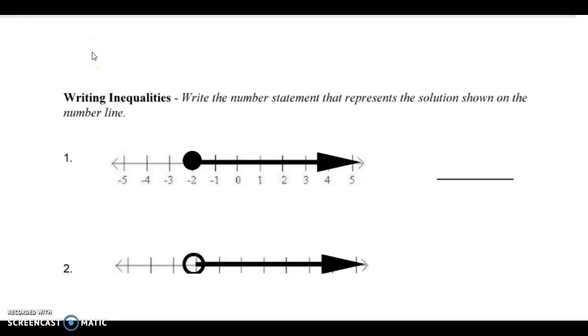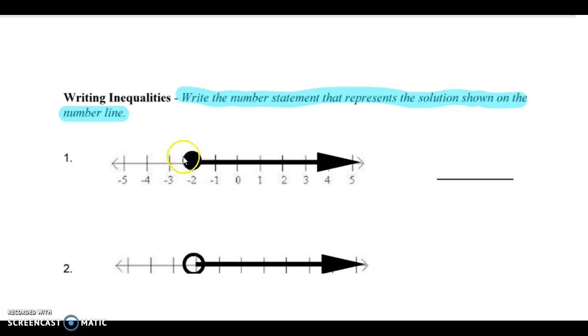Hello everyone, welcome back. In this video we're going to be looking at graphs of inequalities on a number line, and we're going to be writing a number statement that represents the solution shown on the number line. What does that mean? Well, it's simple. We have a graph. On this graph we have shaded in a bunch of numbers, and we're going to write a number statement using an inequality symbol to demonstrate what is being shaded. Okay, so let's see what's being shaded.